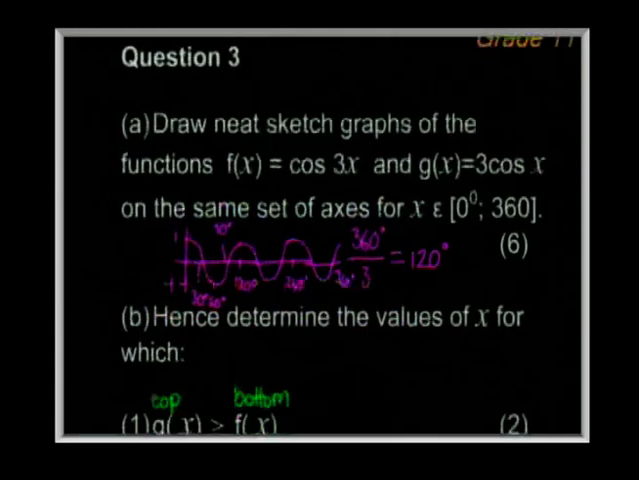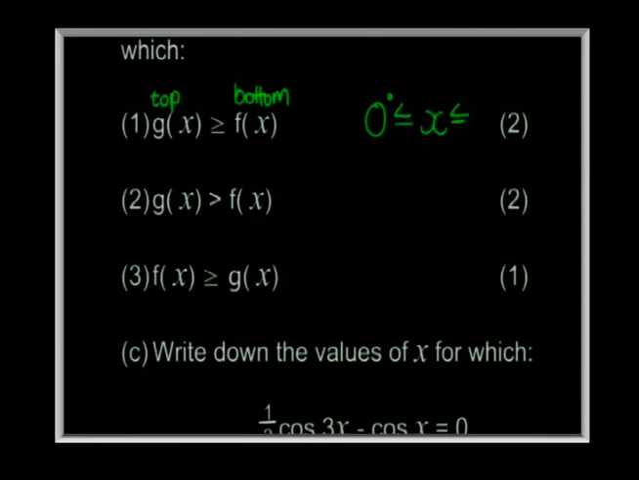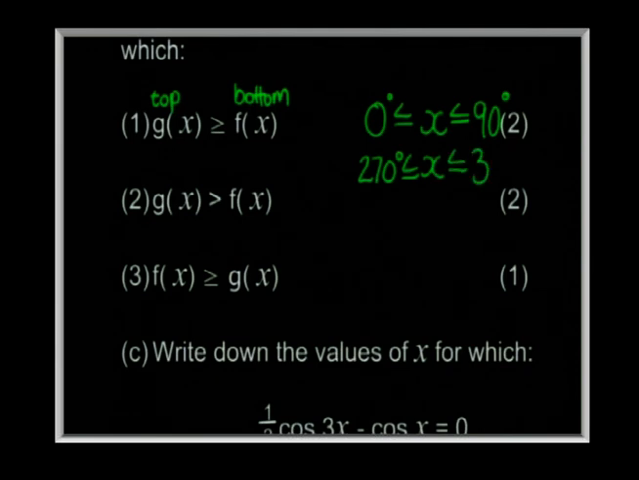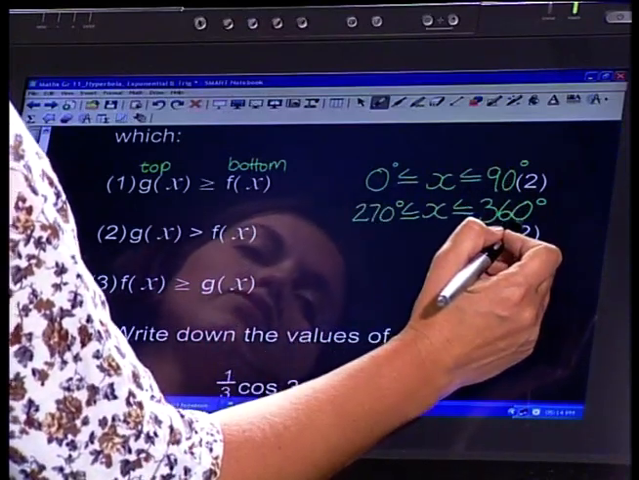Writing this down, we need to use an inequality as well. They want to know more than or equal to. Now this happens between 0 degrees and 90 degrees, as well as between 270 degrees and 360 degrees. You see there are 2 marks allocated and there are 2 inequalities given.